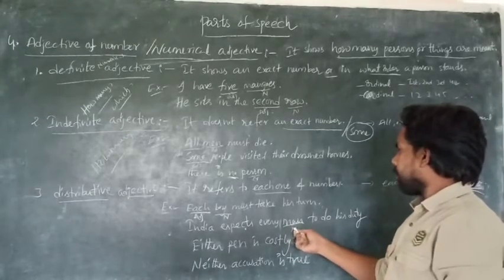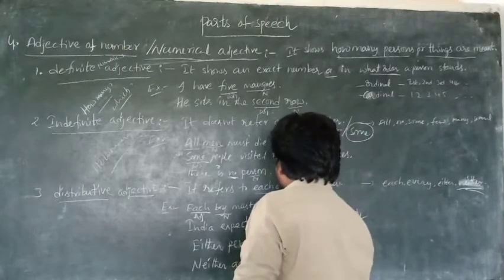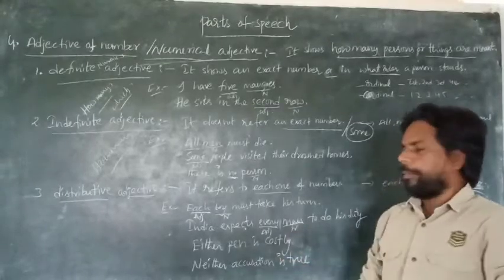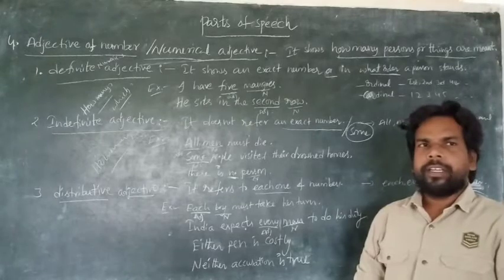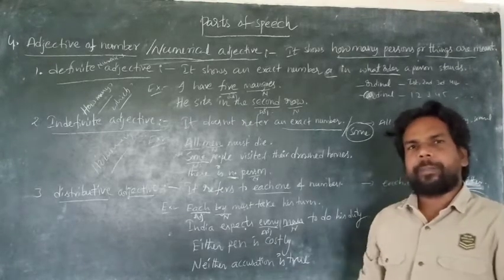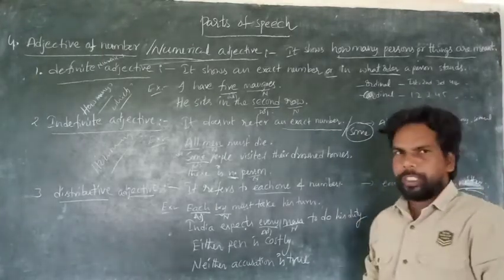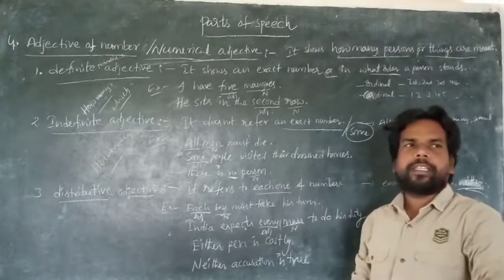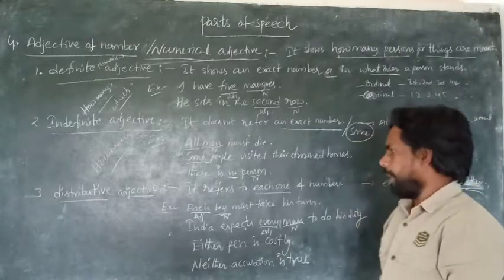Next one, India expects every man. Man is a noun. Every is called a distributive adjective, because there are many men in India. Here, India expects everyone, meaning each one, all of them, to do his duty. It talks about each person in India.